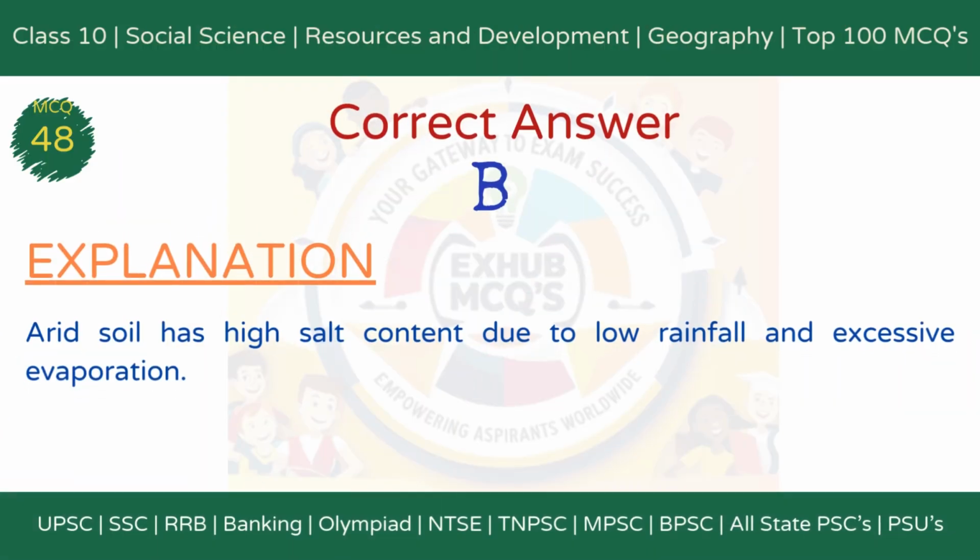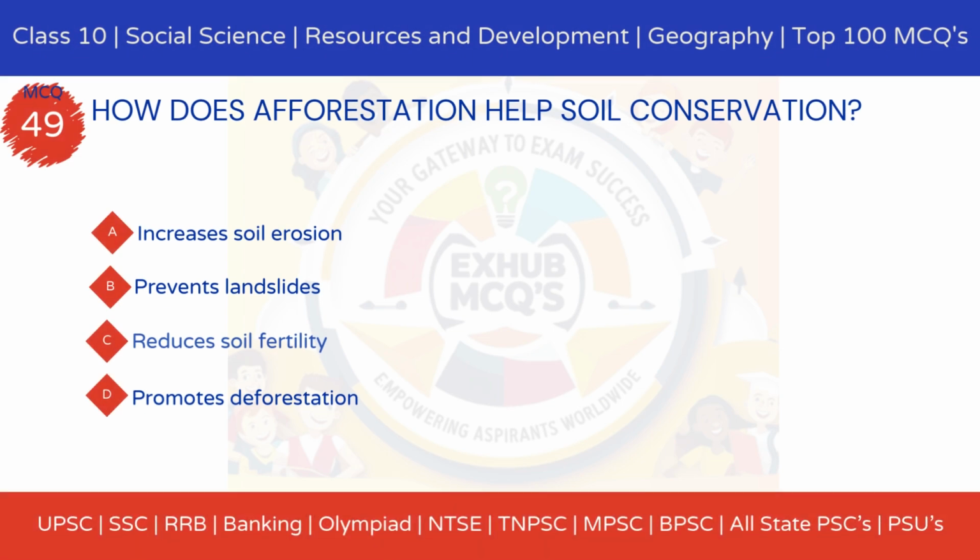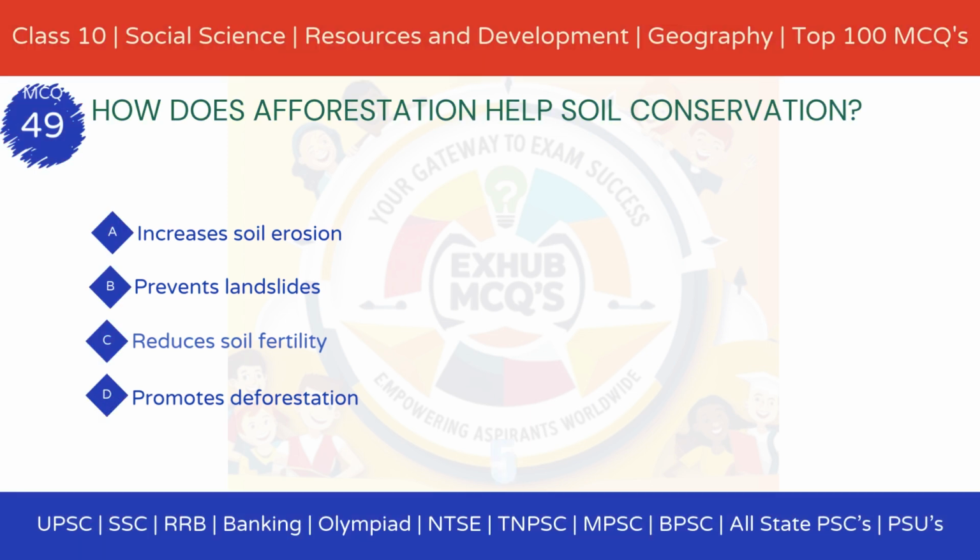The correct answer is B, high salt content. Explanation: arid soil has high salt content due to low rainfall and excessive evaporation. MCQ 49. How does afforestation help soil conservation? Option A, increases soil erosion. Option B, prevents landslides. Option C, reduces soil fertility. Option D, promotes deforestation.